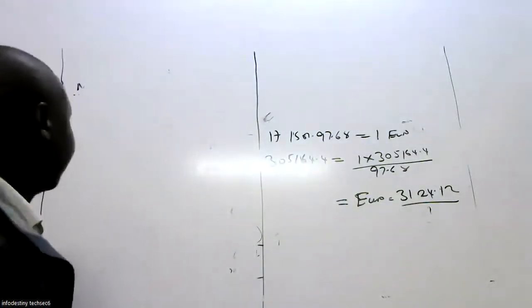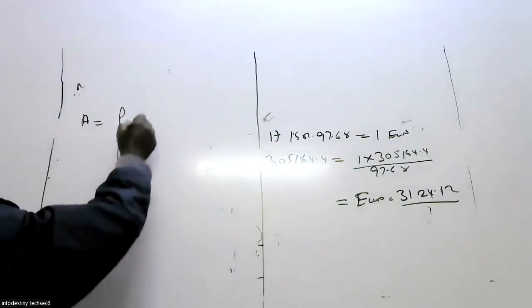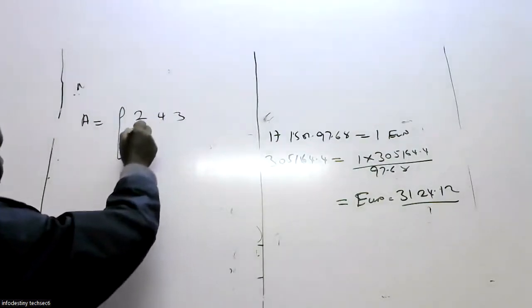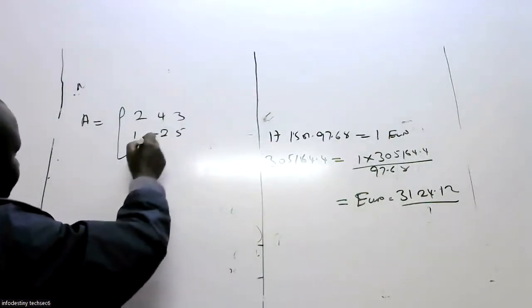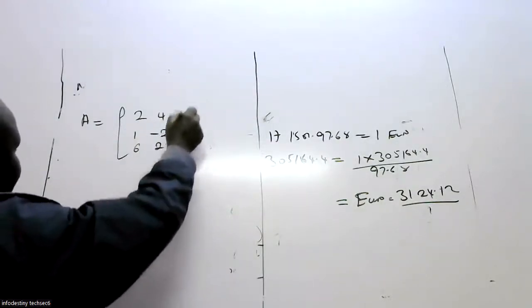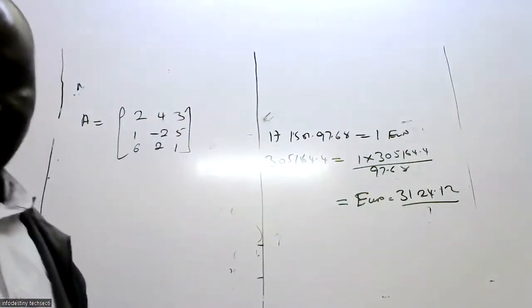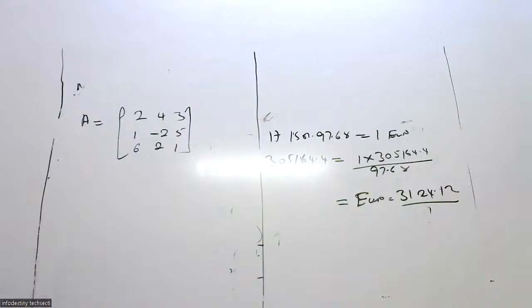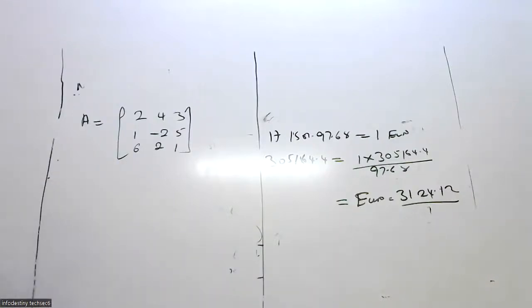For example, A equals 2, 4, 3, 1, -2, 5, 6, 2, 1. So that is what we call a matrix. It's going to be enclosed with a pair of brackets. So we continue.